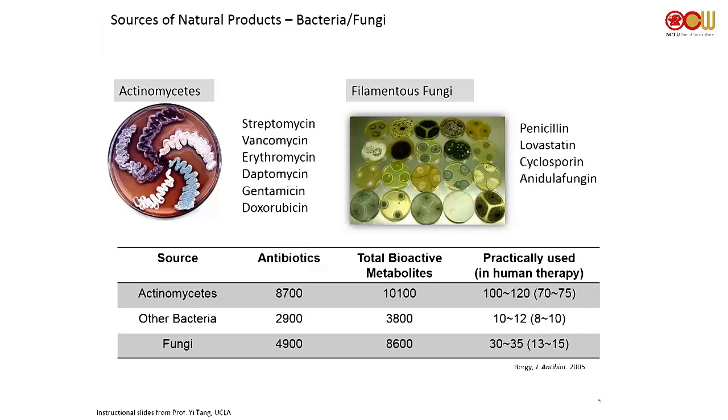All right. Sources of natural products are very diverse. You have plants, you have microorganisms, for example, actinomycetes and filamentous fungi. These guys have a huge number of different metabolites that have bioactivities. For example, for actinomycetes, you get something like 10,000 different bioactive products that they can produce. Of those, about 100 to 120 different molecules are used in humans, but of course there are other molecules that we can use too.